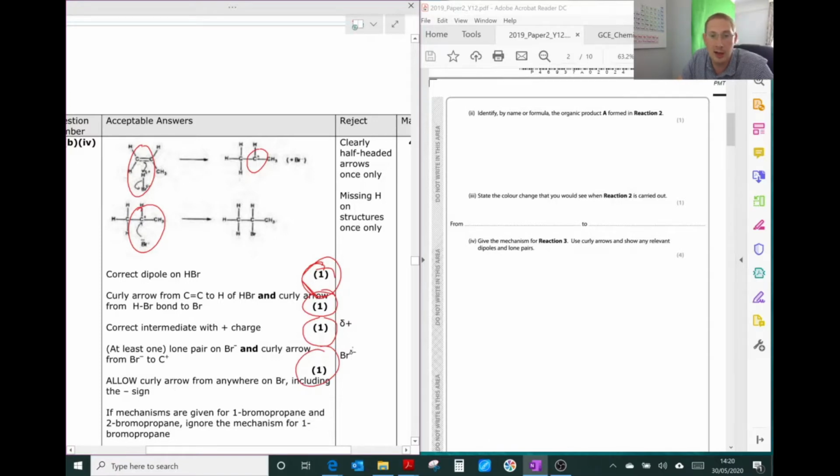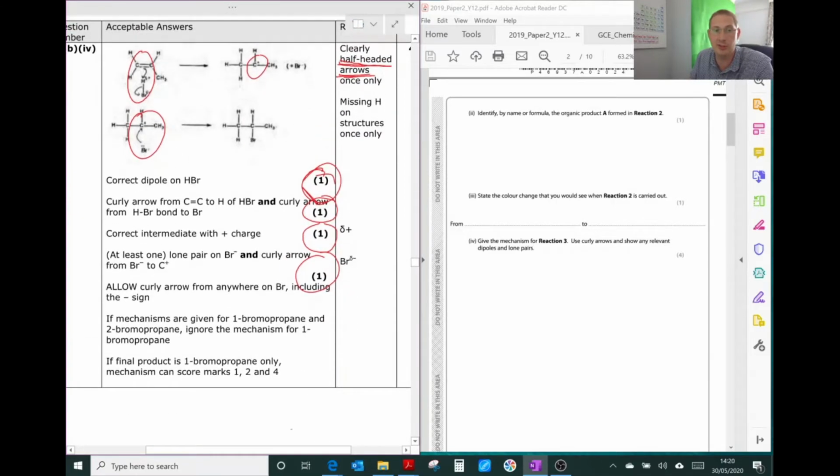So what did it not like? It didn't like half-headed arrows. Remember, that is the movement of 1 electron. That is radical reactions. These are not radical reactions. Ignore missing hydrogen on structures once only, so that's penalise that once.